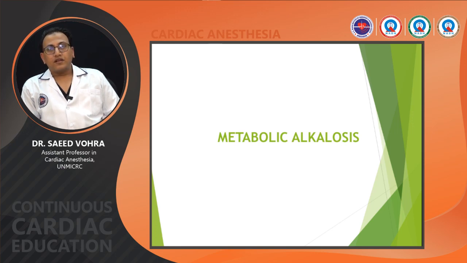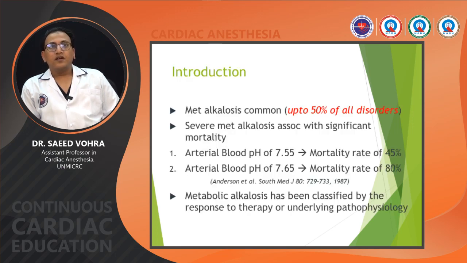Then there is metabolic alkalosis, the fourth condition. It is the most common condition encountered. Severe metabolic alkalosis is associated with significant mortality. An arterial pH of 7.45 leads to a mortality rate of 45%, and an arterial blood pH of 7.65 might lead to a mortality rate of up to 80%.